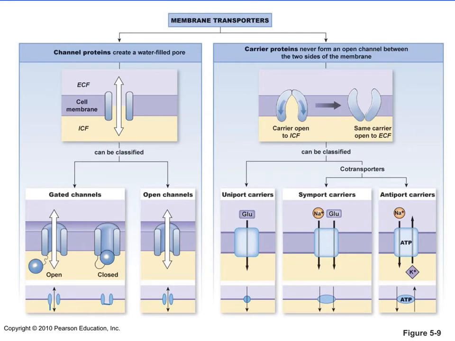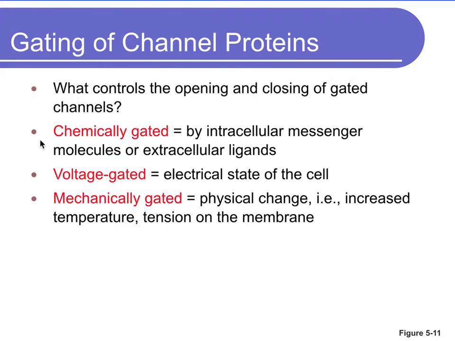Now let's go back to these gated channels. How do these work? Well, normally if you have a gate and you close it, you need a key to open it. And so the same thing applies here. Some gates require a chemical, a ligand, to bind to it to open. So we call those a chemically gated channel or a ligand gated channel. Some gates will open when the voltage around the gate changes to a certain number. So we call those voltage gated channels or electrically gated channels.